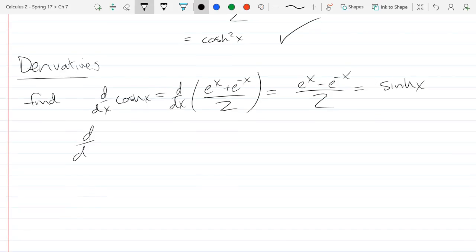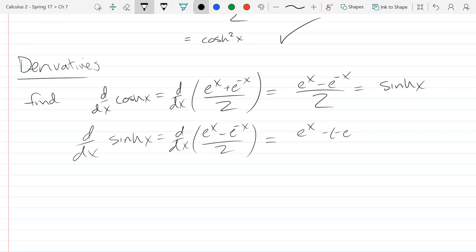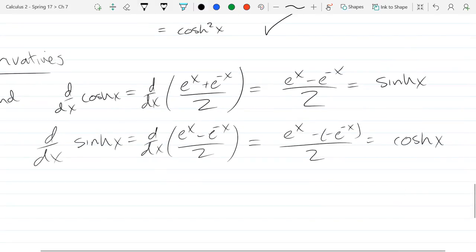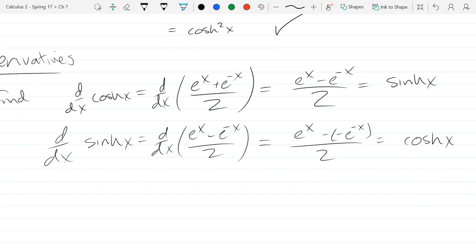So we're going to do the derivative of sinh, and we're going to do it in the same way. We're just going to take the definition of sinh, which is e to the x minus e to the minus x. Now this derivative should be even easier after what you just did. So derivative of sinh is cosh. We'll go tangent or tanh.